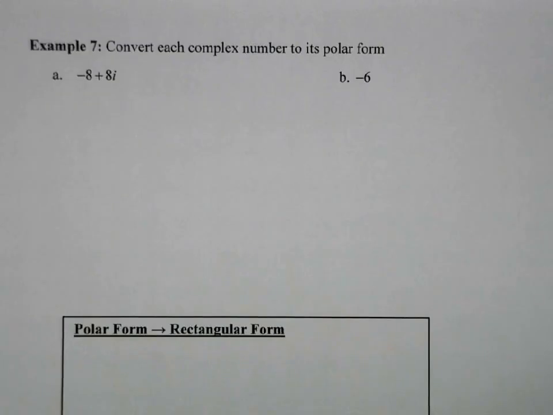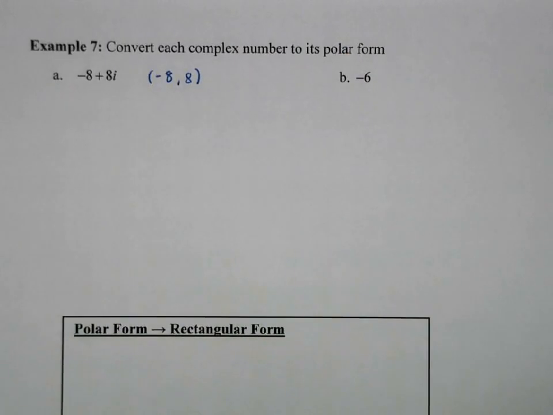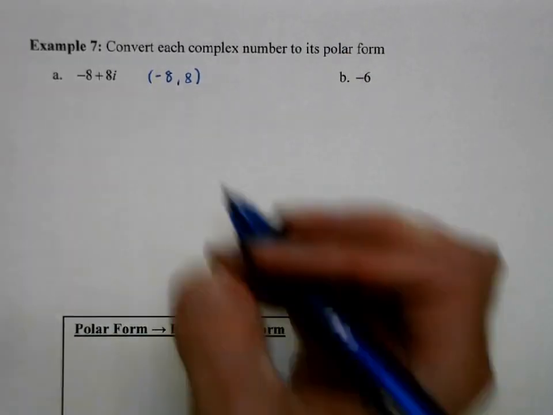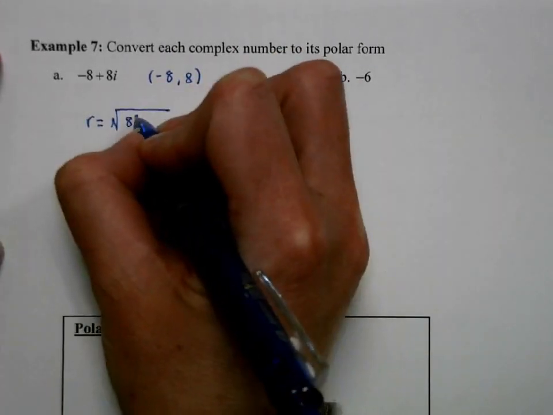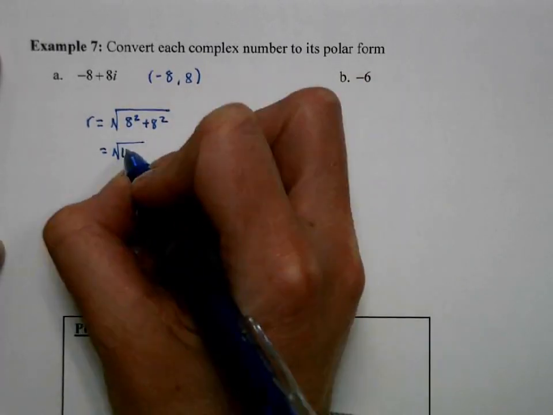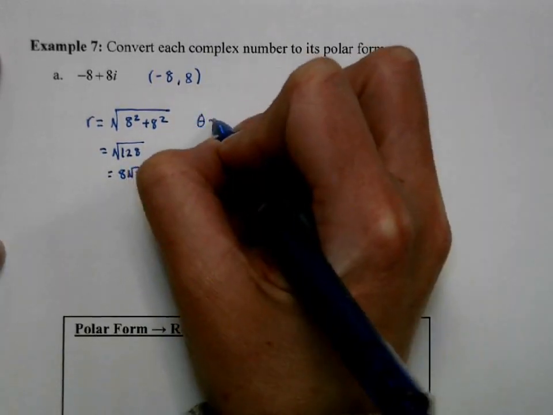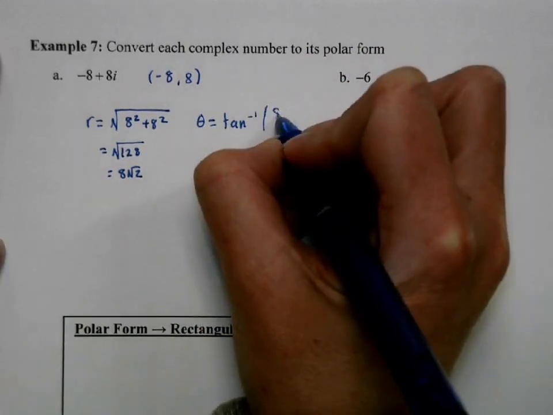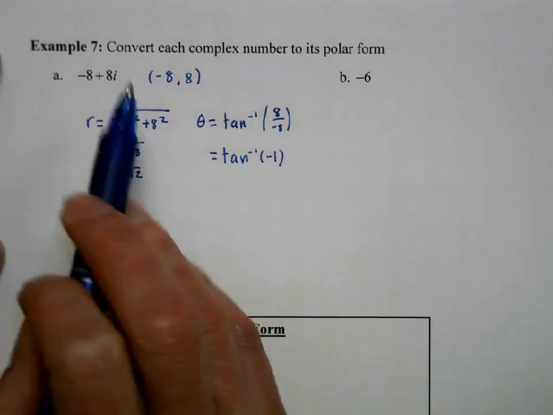It may be easier for you to think about this as the coordinate negative 8, 8 to find the r and the theta. That's our x and our y. So my r, just like with rectangular to polar normal coordinates, is going to be the square root of 8 squared plus 8 squared, which is root 128, 64 and 64. So that would be 8 root 2. Theta is tangent inverse of 8 over negative 8. Tangent inverse of negative 1. Okay, whether we're looking here or here, that's in the second quadrant. So we're looking at 3 pi over 4.